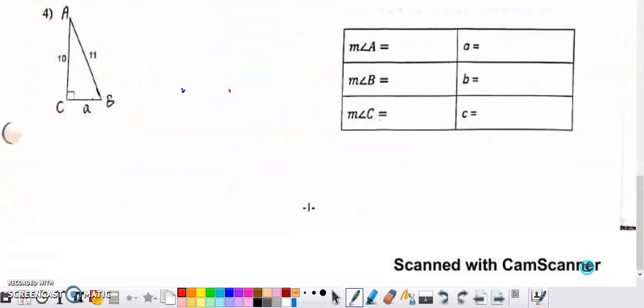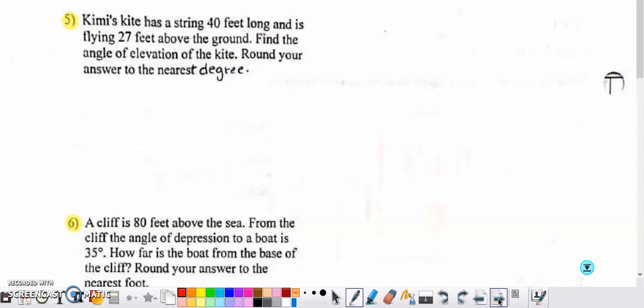All right, so now we're going to go on to the word problems. Do 2 of those. So number 5, we have Kimmy. She is flying a kite that has a string 40 feet long and is flying 27 feet above the ground. So let's say here's Kimmy. She's on the ground. Flying a kite. And the kite string is 40 feet long. And the kite is 27 feet above the ground. Find the angle of elevation of the kite.